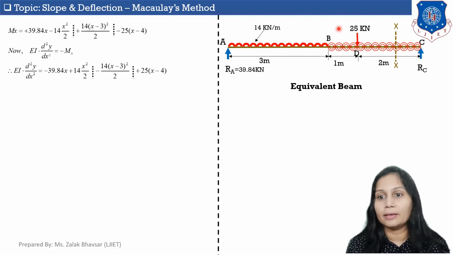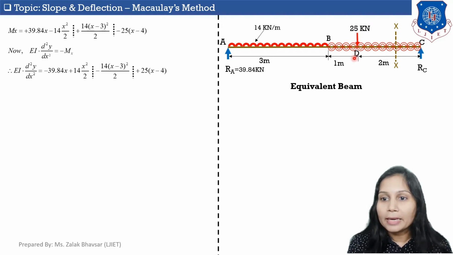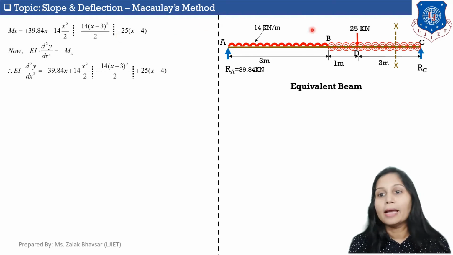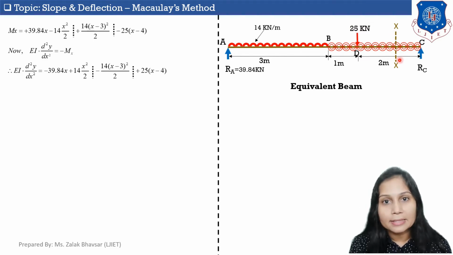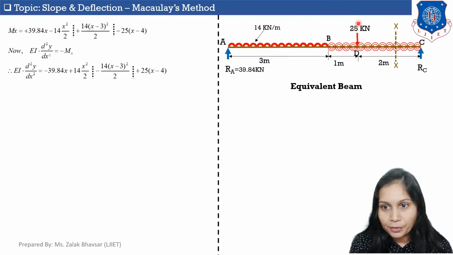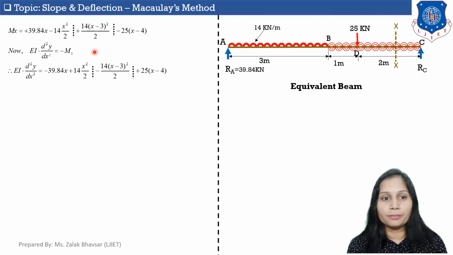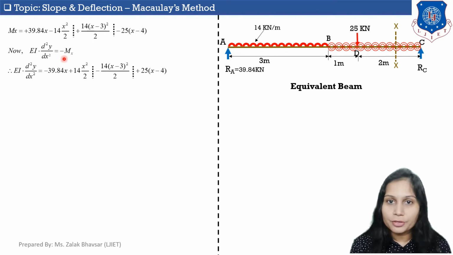This load is acting in a downward direction, so it will create an anti-clockwise moment. So I am putting a minus sign over here, and the moment of this point load about this section line XX will be 25 into the distance between the line of action of this load and the section line, which is x minus 4. Okay. So now let's put the value of Mx in our differential equation.